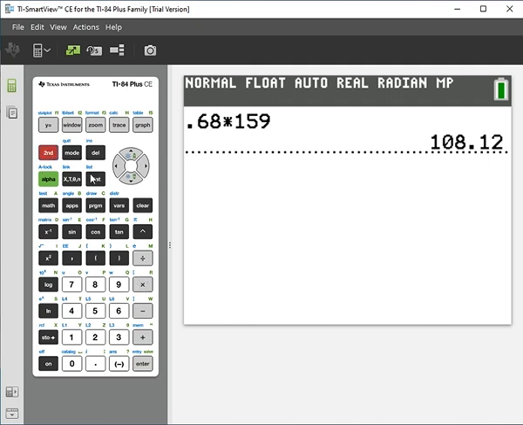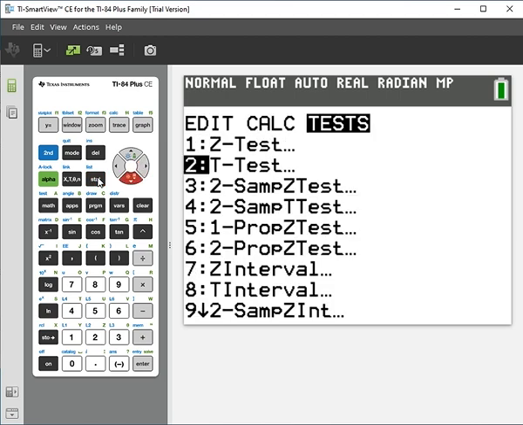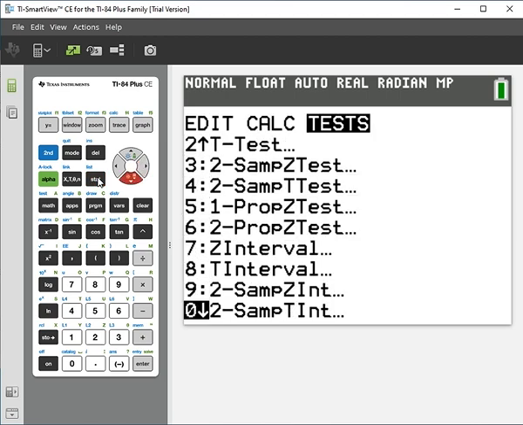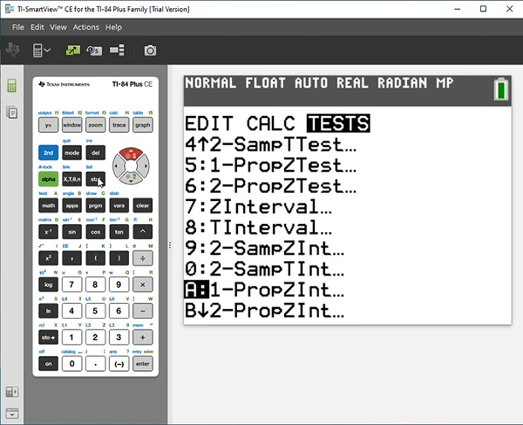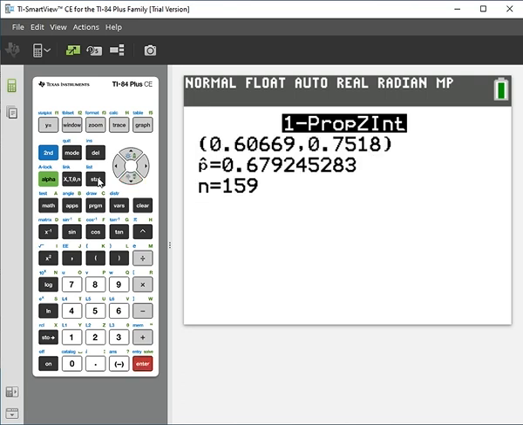So I'm going to go into the stat menu, and I'm going to go over to tests. I'm going to go down to a 1 proportion z interval. There it is. And I'm going to enter 108 as my number of successes. 159 is the sample size. And it looks like we're constructing a 95% confidence interval. We're going to calculate that. So there is our confidence interval for the true population proportion.